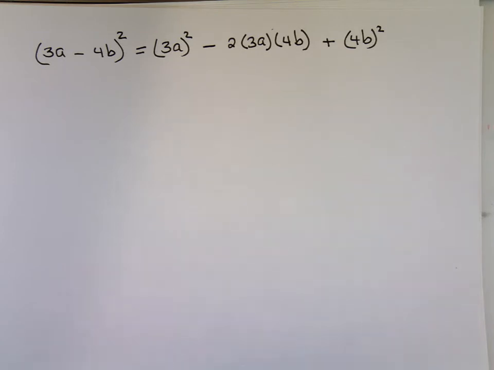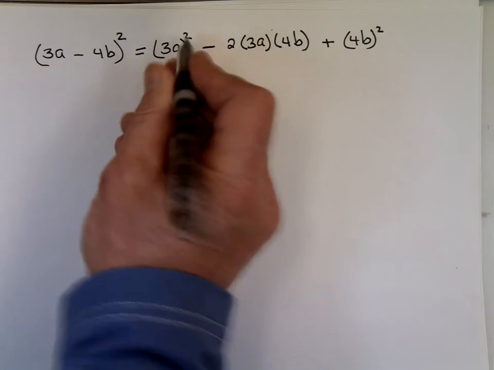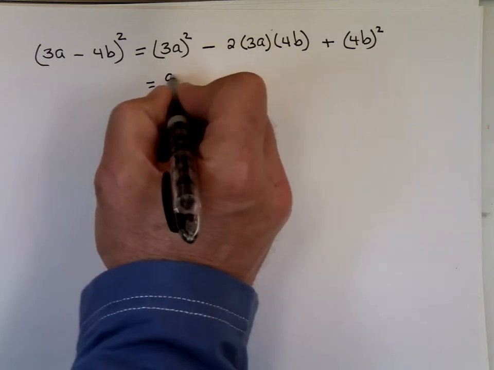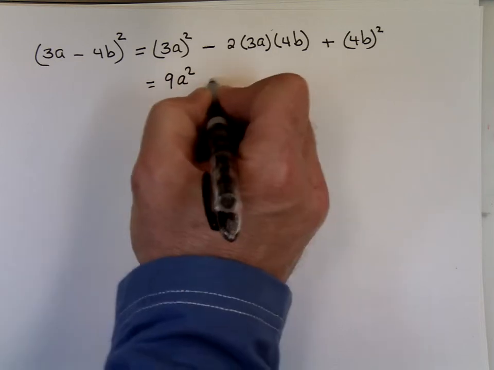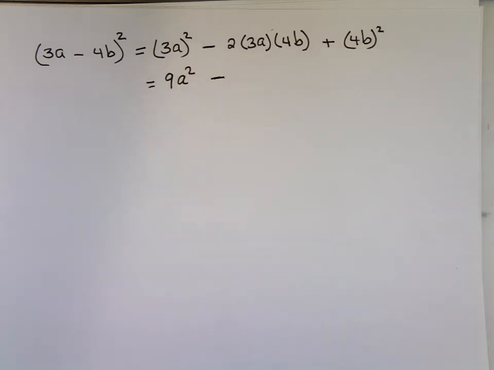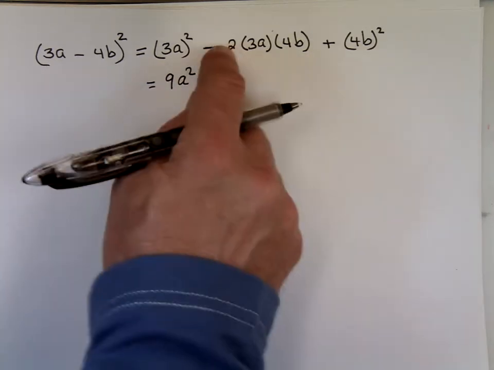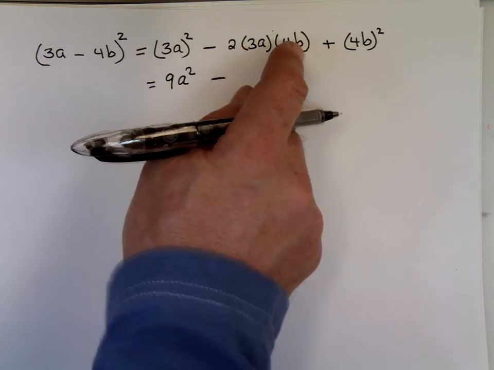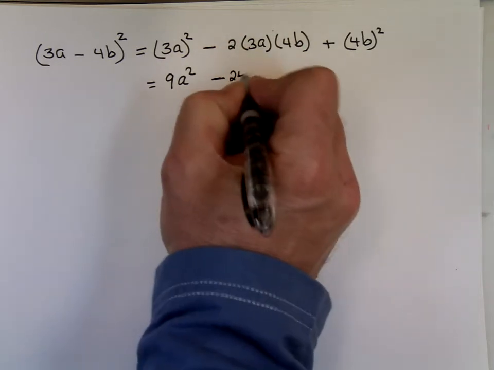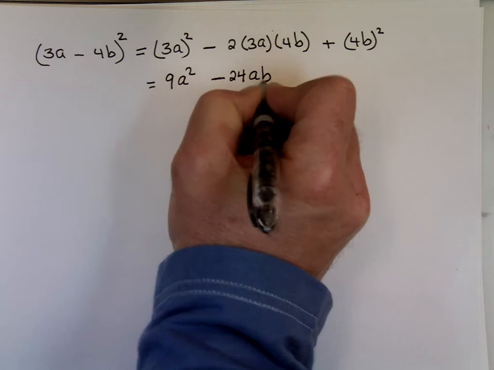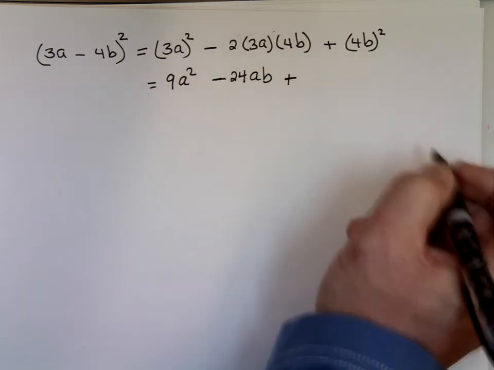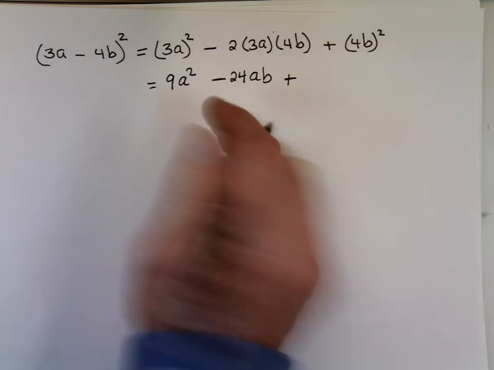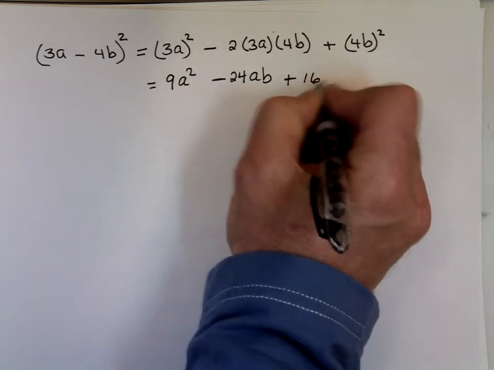Square the first. What is 3a when you square it? 9a squared. Then 2 times 3 times 4, 24ab, plus, square the second one, 16b squared.